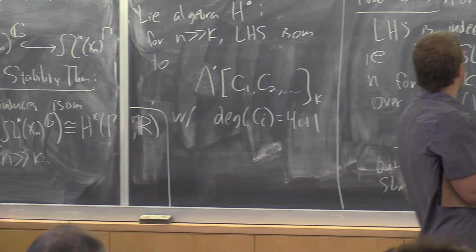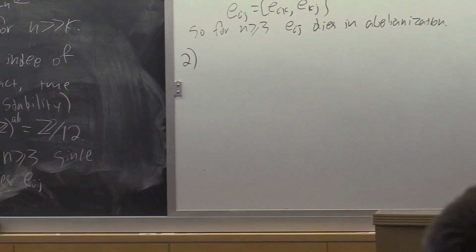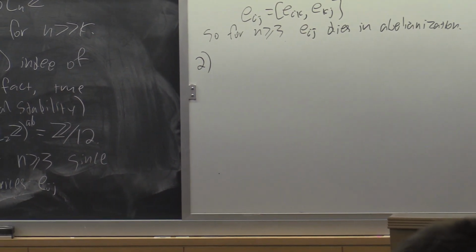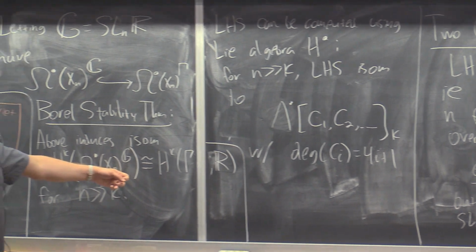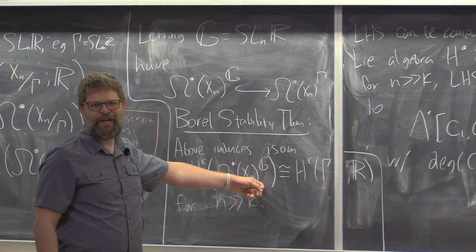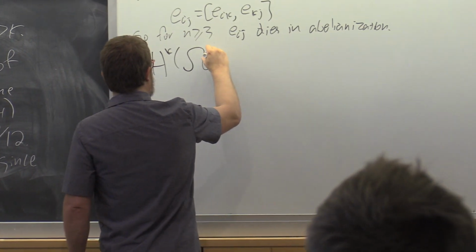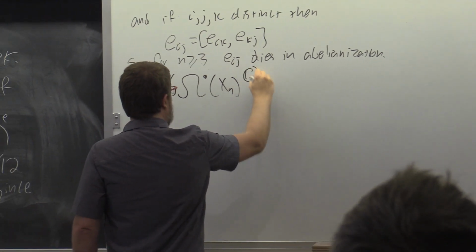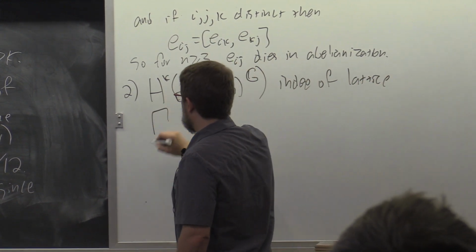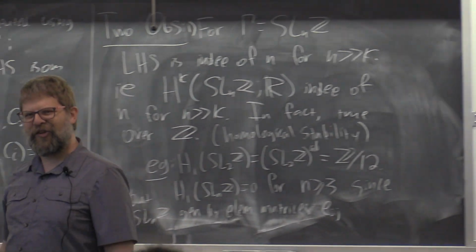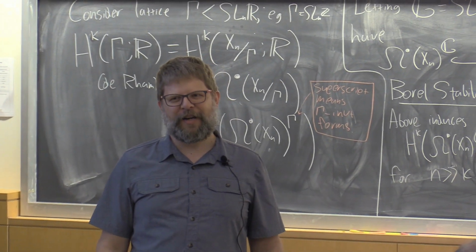The next observation, this is even more shocking, is that the left-hand side is also independent of gamma. This right here has no reference to gamma inside it. Take the cohomology of gamma with trivial coefficients, it's independent of the lattice gamma. And this is a really surprising fact, because there are a lot of lattices inside SL_n(Z). They have very different group-theoretic properties.